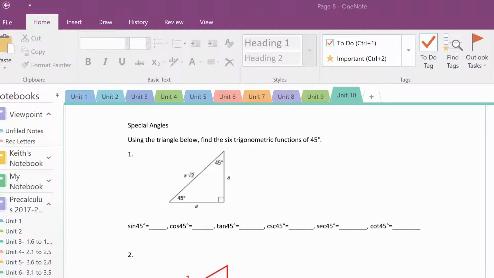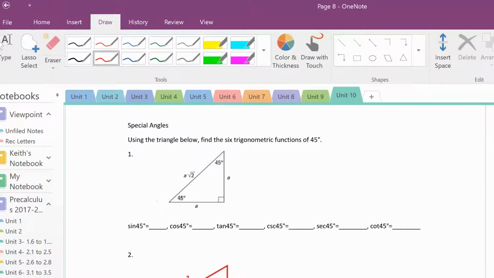Now, if we're applying these ratios to a 45-45-90 or a 30-60-90, sine 45, you can look from either one of the two 45-degree angles. It doesn't matter. It's going to be the same. So 45, we'll use this one. So sine is opposite over hypotenuse. So notice when you reduce, the a's cancel out. You're left with 1 over rad 2, which when you rationalize becomes rad 2 over 2.